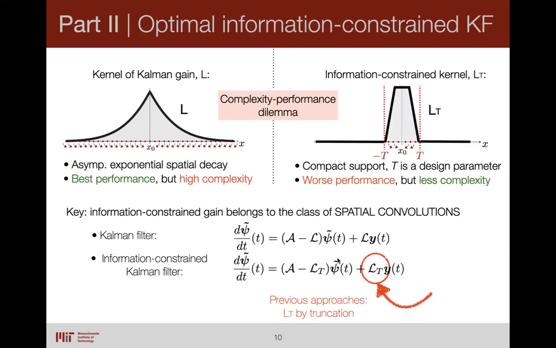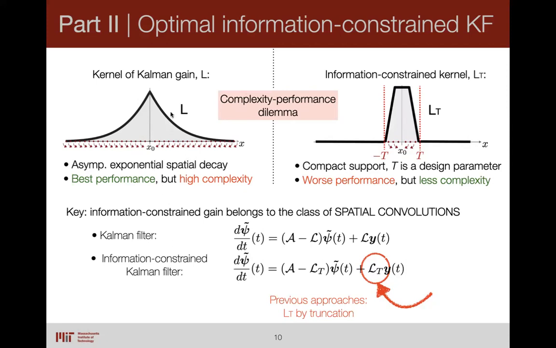So previous approaches in the literature have simply tried to truncate the tails of this kernel. You can establish that if you don't truncate too much, so if this T is not too small, you can still preserve the stability of your filter and perform more or less decently.